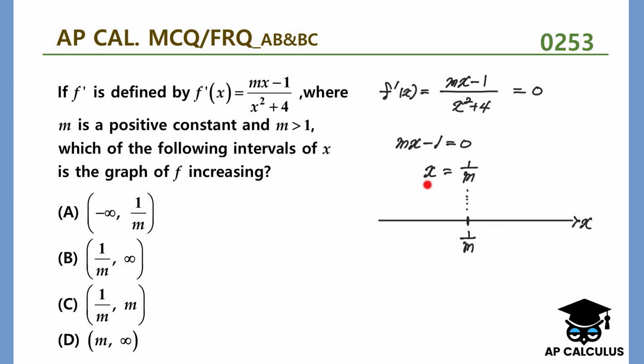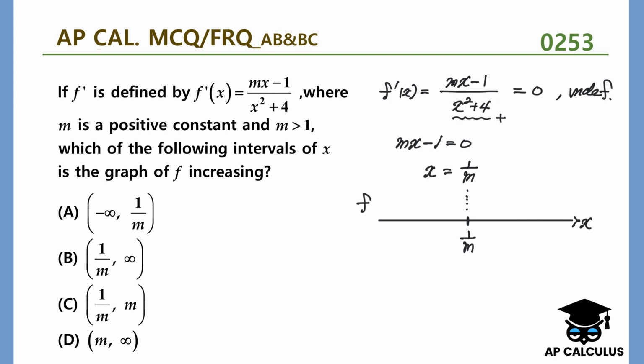Well, this is the only critical point, right? If we set f prime undefined, then the denominator must be equal to 0, but x squared is always greater than or equal to 0. So x squared plus 4 is always positive, right? So we don't have any x value where f prime is undefined. So this is the only critical point.